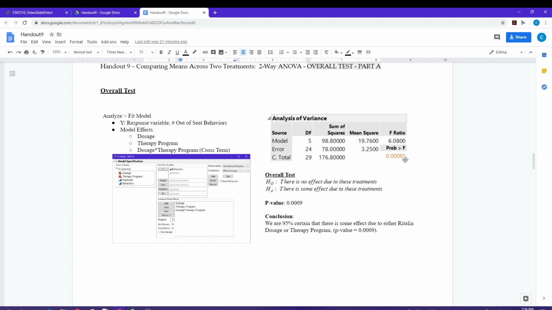If you run analysis of variance, and you find out that this p-value right here is not less than 0.05, then we're done. Because neither one of these treatments are influencing my response. So the only test you need to run is the overall test. Now here in this situation, this is less than 0.05, so I want to do a little bit more investigation. Like, is this effect due to the Ritalin, or is this effect due to the program therapy, or is the effect due to the combination of those?